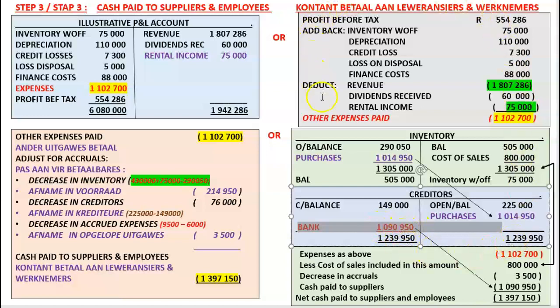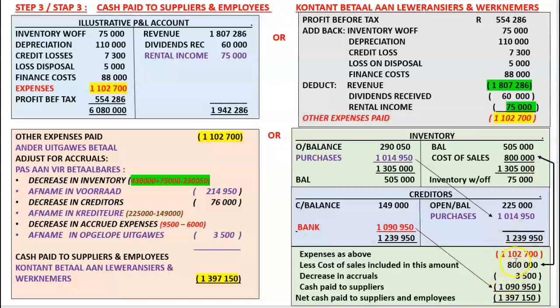Now the first part of this calculation is exactly what we had here, the 1102700. Then we say, well, here we say all other expenses paid, but by implication, if you look at this, cost of sales was already included in all those other expenses. That was lying here somewhere in the account. So if cost of sales was already included in the 1102700, we must now take it out of that amount. Otherwise, we're going to double count for that amount of cost of sales.